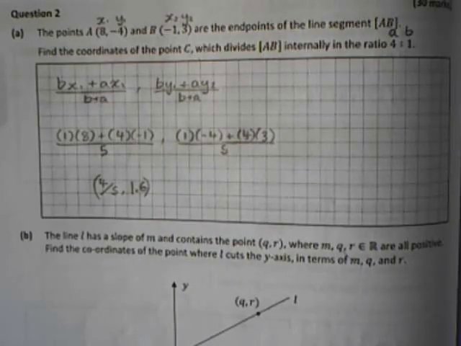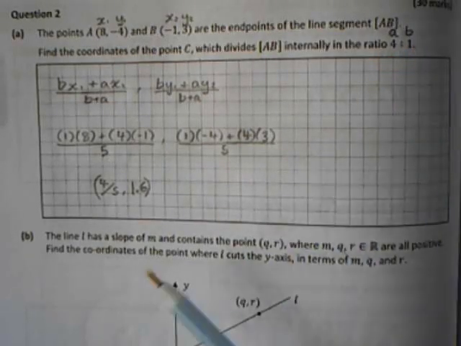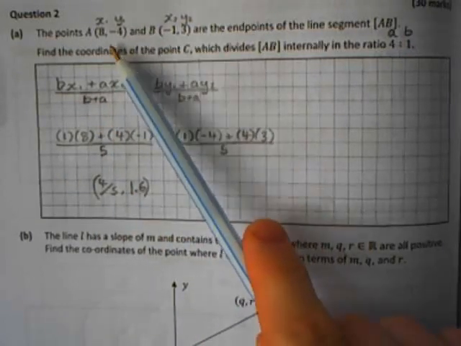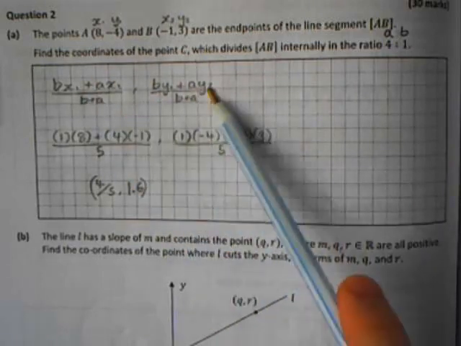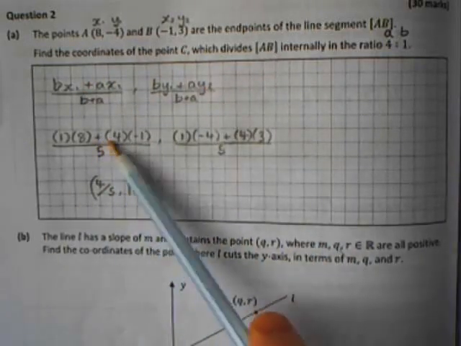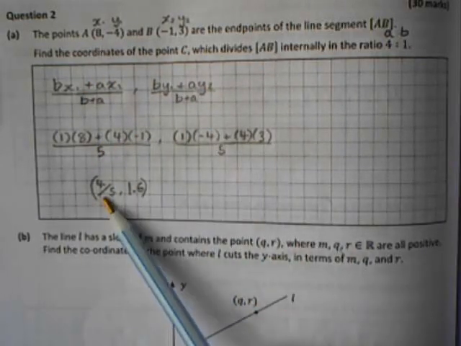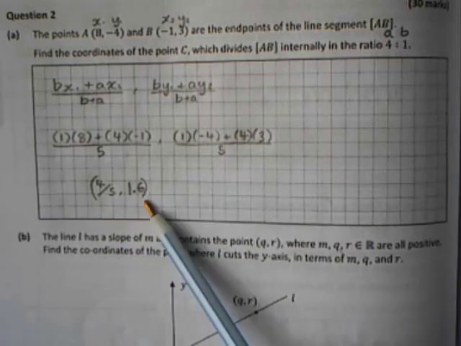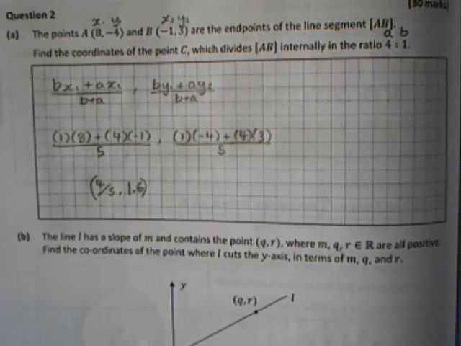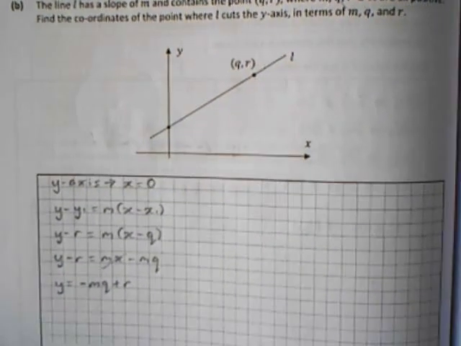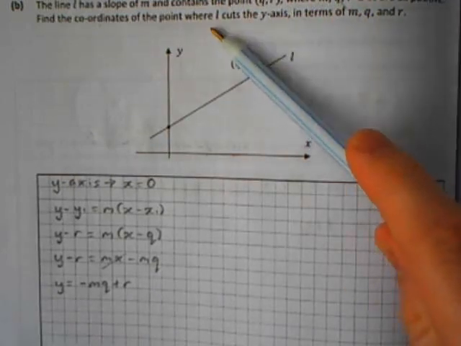For part A, they're talking about ratio. They give you 4 to 1, so you're going to use the ratio formula. You've got x1, y1, x2, y2, a and b. Throw the numbers into the formula and do the two things separately. You're going to have 4/5 or 0.8, and 8/5 or 1.6. Either's fine, I've used one of each. You're grand. The second part, the key part there is L cuts the y-axis.